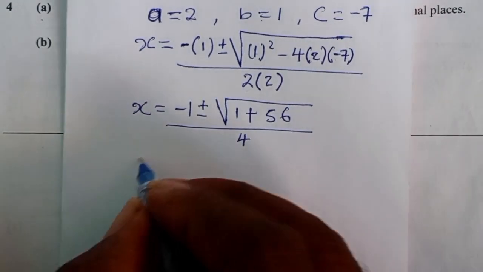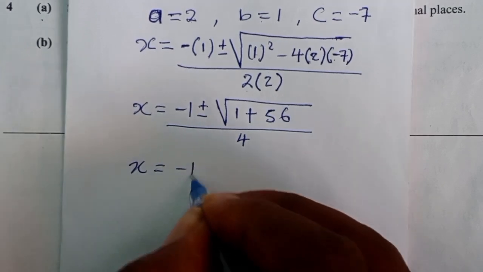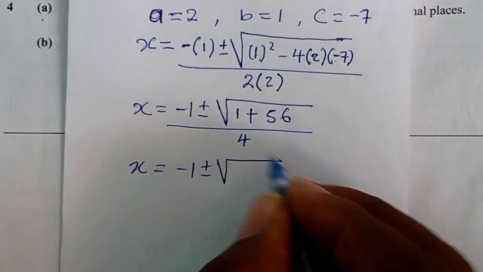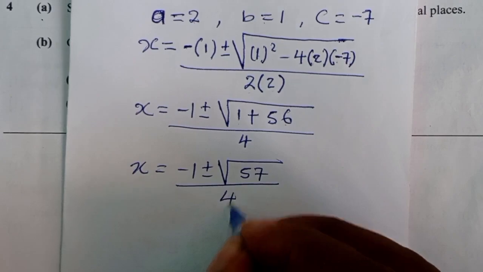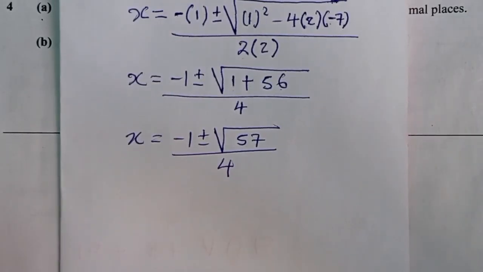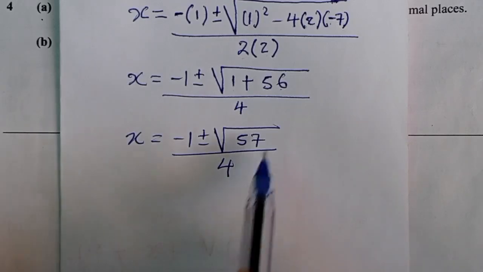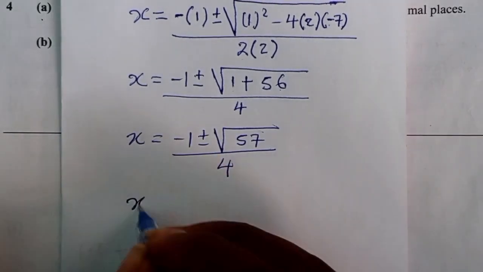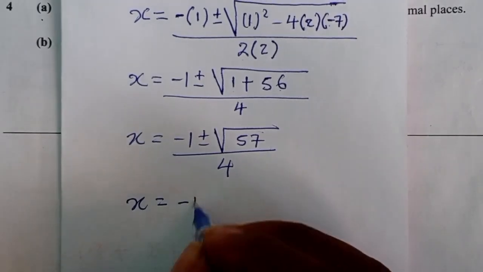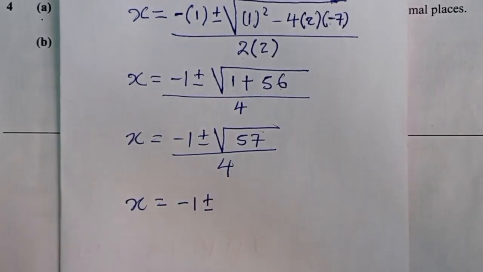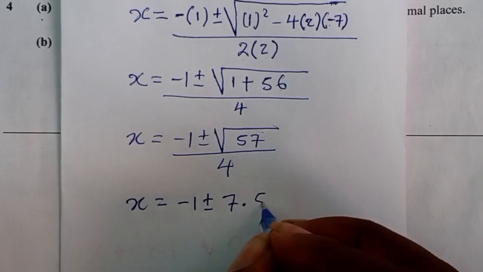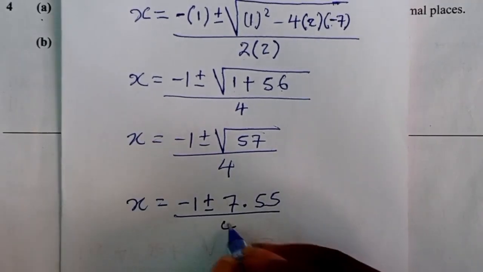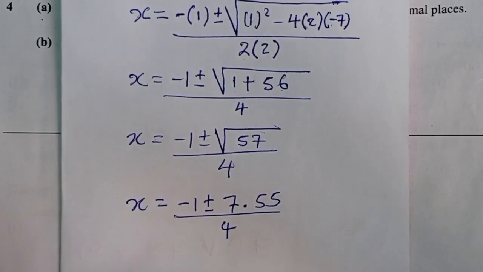So x equals negative 1 plus or minus the square root of 1 plus 56, that is 57, divided by 4. From there, we are going to find the square root of 57. So x is equal to negative 1 plus or minus the square root of 57, which to 2 decimal places is 7.55, over 4. This plus or minus means that we are going to make 2 equations.